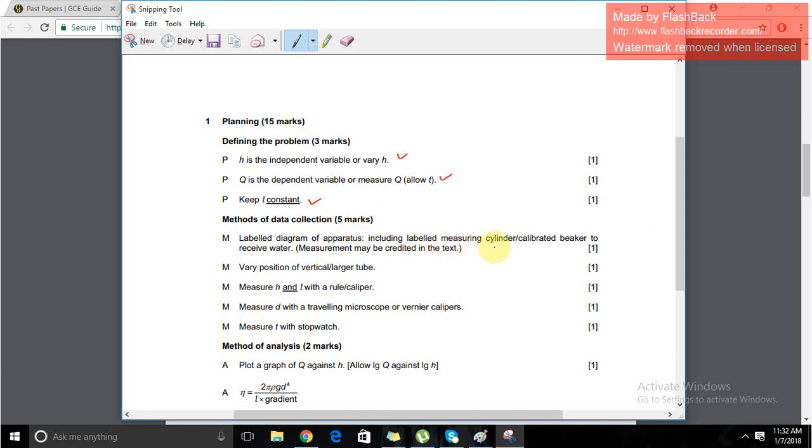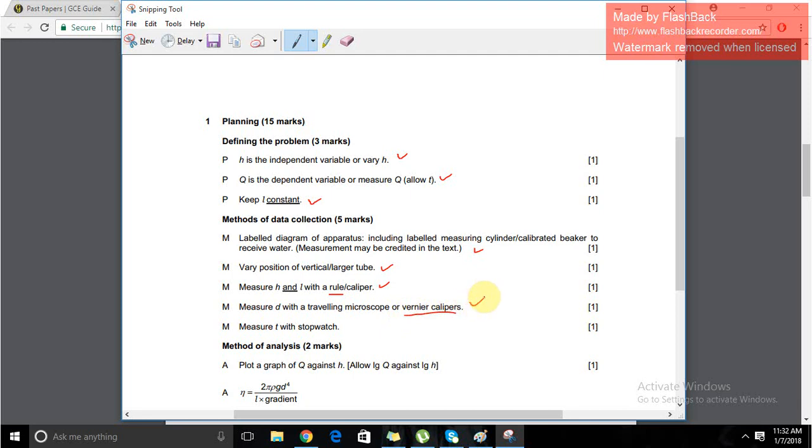Labeled measuring cylinder, calibrated beaker to receive water, vary position of the vertical larger tube in order to vary the height, done. Measure H and L with either a rule or a vernier caliper, yep. Measure D with a traveling microscope or a vernier caliper, yep. Measure T with a stopwatch.